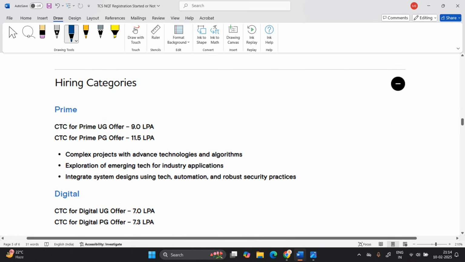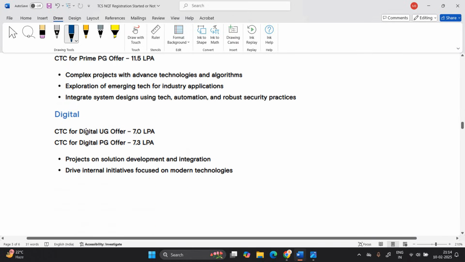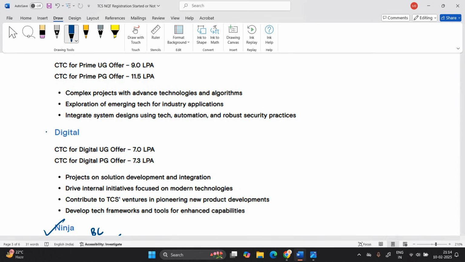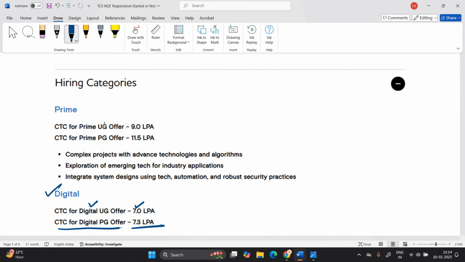Let's discuss the hiring categories. There are three hirings. Okay, first is the Ninja opportunity. UG means BE BTech courses, okay, and PG means ME MTech MCA MSc. 3.53 LPA for ME MTech, okay, and for BE BTech the Ninja package is 3.36 LPA. If I'm talking about the second role, that is Digital, for Digital PG 7.3 LPA and Digital UG offer 7 LPA, okay. And if I'm talking about the Prime UG offer, it is 9 LPA and Prime PG offer is 11.5 LPA.